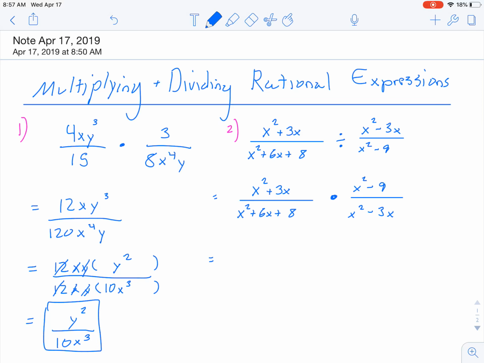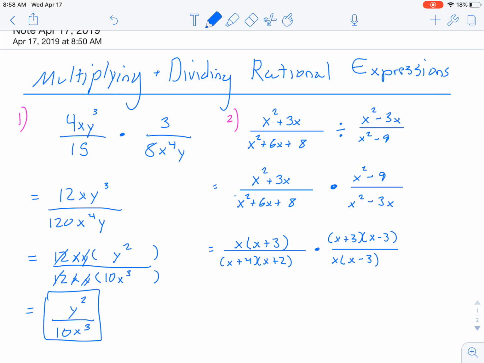real quick. Now, the numerator of the first fraction, there's a common factor of x. The denominator of the first fraction, this is a quadratic trinomial whose leading coefficient is 1. So we just ask what 2 numbers multiply to get 8 and add to get 6. Well, that factors to x plus 4 times x plus 2. In the second fraction, this is a difference of squares in the numerator, we should quickly see that this factors to x plus 3 times x minus 3. And in the denominator, we can factor out an x.